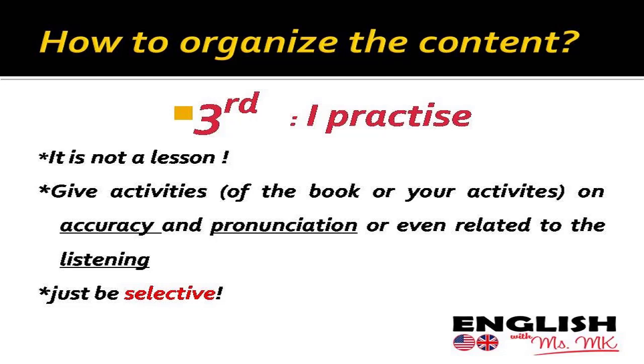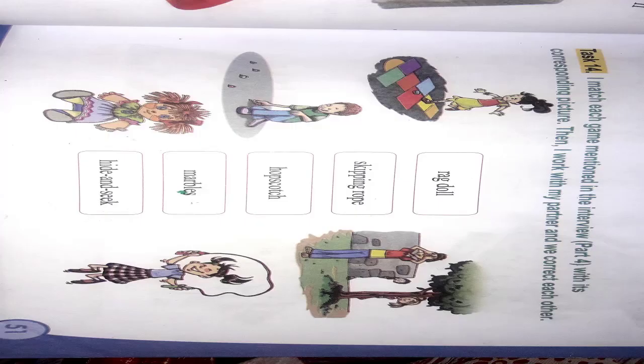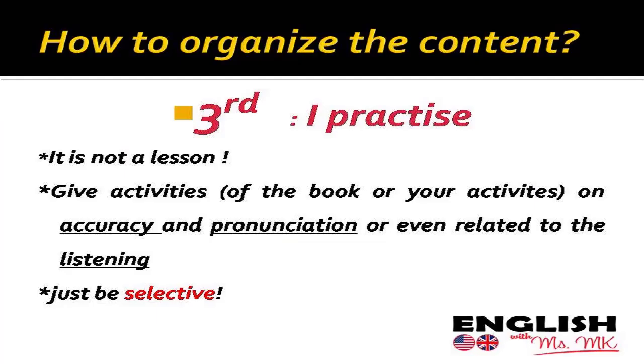You'd rather provide your pupils with activities on accuracy and pronunciation, or even related to the listening. For instance, when you talk about marbles, hopscotch in the script, you make them do activities of the book, for example the activities of games. This one, for example. Just be selective. In the book we have some interesting and some boring activities, so you have to be selective. But you have to bear in mind that in iPractice we have to provide our pupils with activities, that's all.